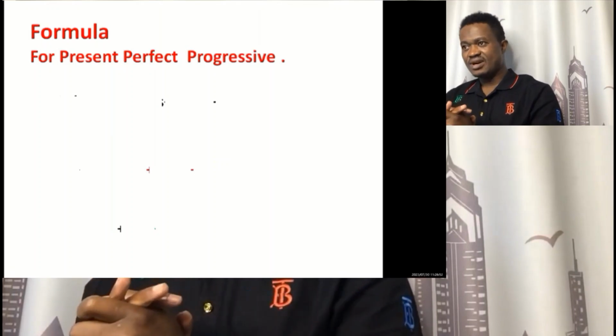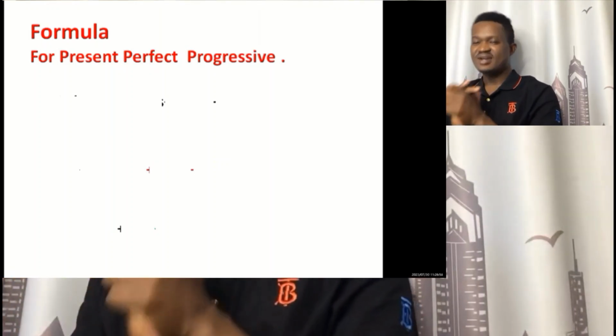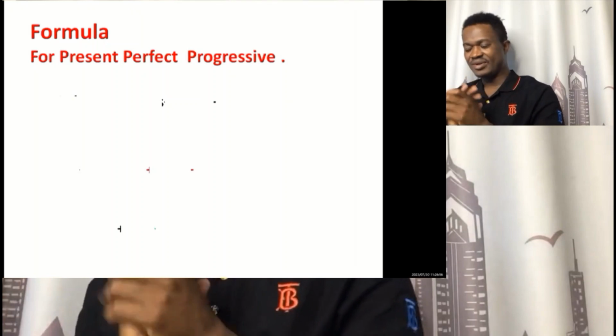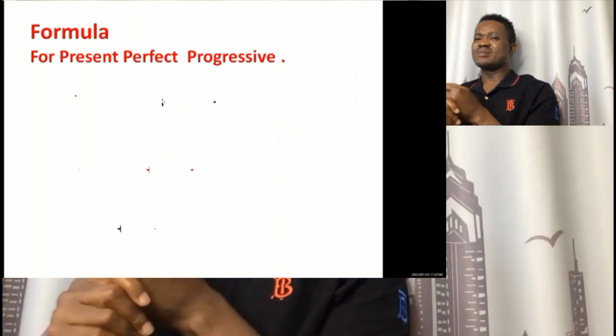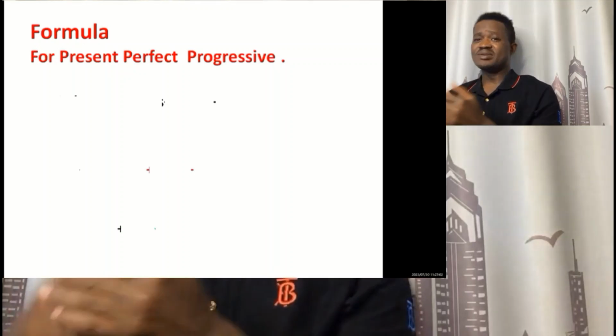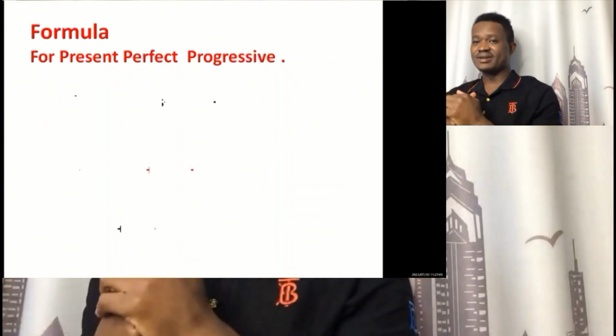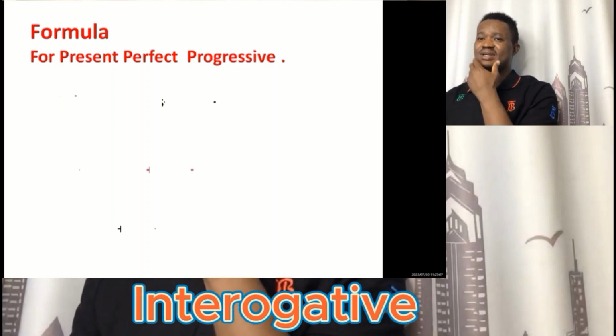The formula for present perfect progressive, or present perfect continuous tense, is the same. Okay, guys, let's talk about the formula. We're going to talk about the affirmative form, the negative form, and the interrogative form, that is, the question form.